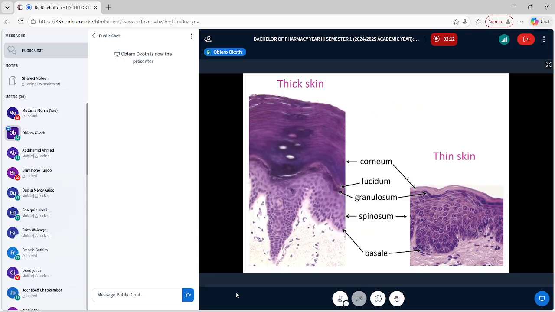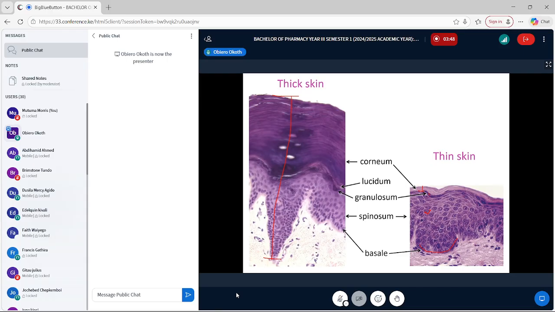The thick skin, this is the kind of skin you find on the palm and on the sole. Yes, you can see what we call the stratum corneum. This is the thick corneum. Then there's a slightly lucid layer called stratum lucidum, and then there's this one that has granules, granulosum. Then this one that has spines, spinosum. Then basally, this is the basal layer.